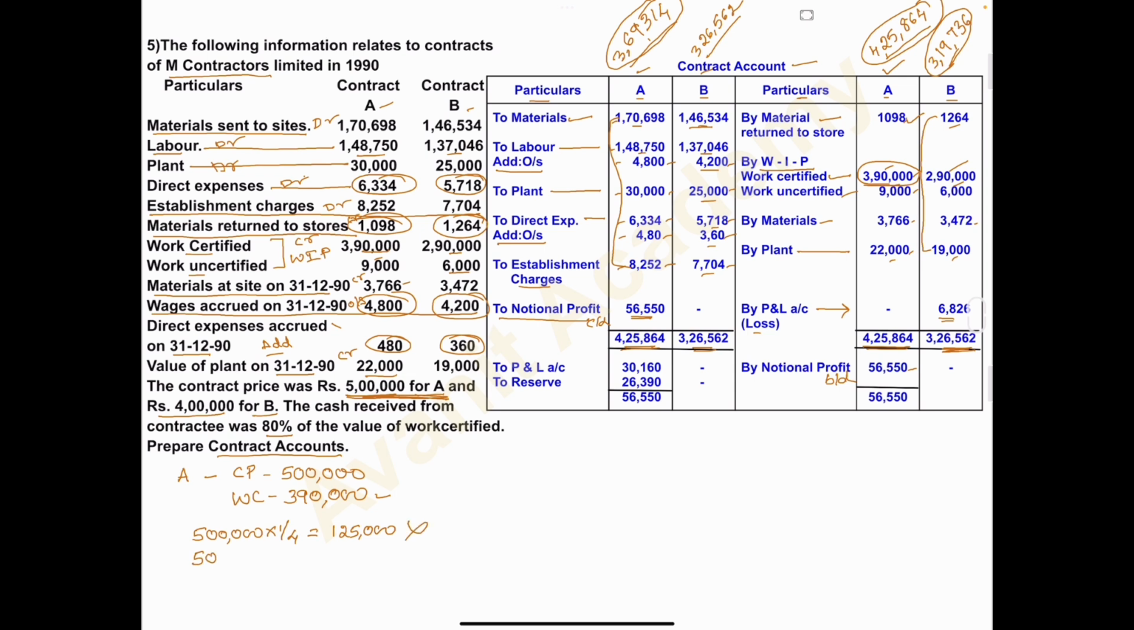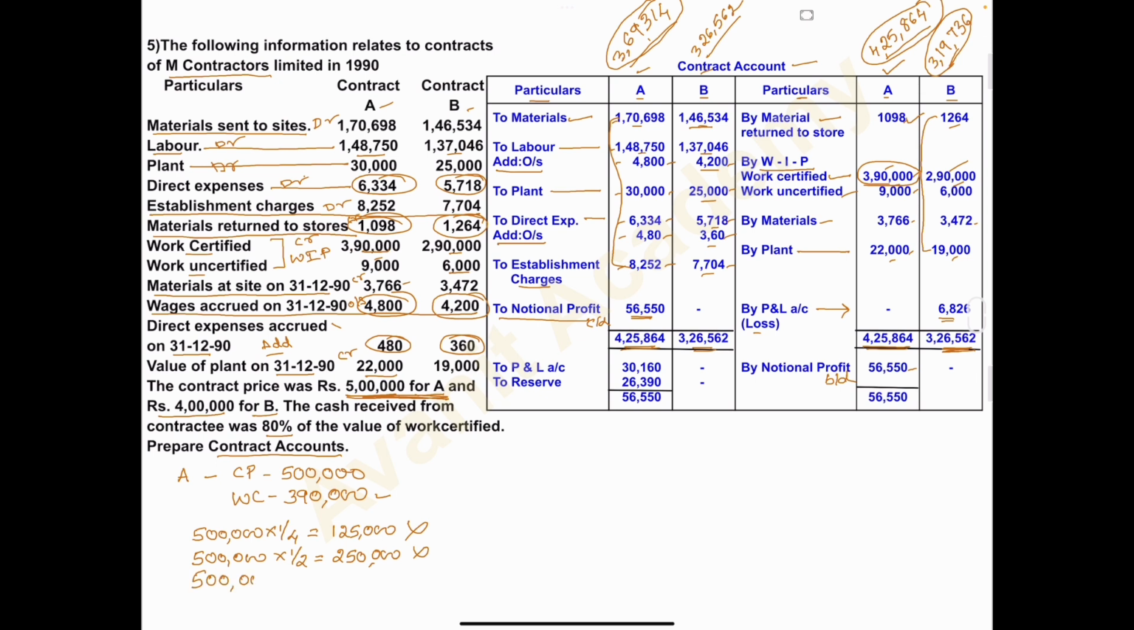Next, 5 lakh into half. How much will you get? Half of the contract price is 2 lakh 50,000. So the work certified amount is not less than half of the contract price, because what does the second condition say? If the work certified amount is more than one-fourth of the contract price but less than half of the contract price. So this one will also not apply here.